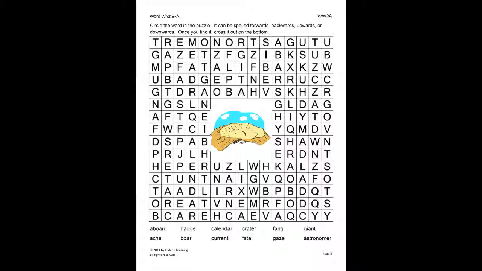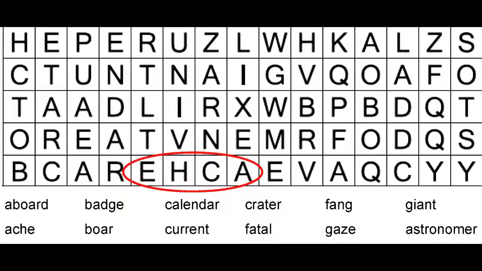On this activity, the student will circle the word in the puzzle. It can be spelled forwards, backwards, upwards, or downwards. Once you find it, cross it out on the bottom. For example, we found the word ache, so we circle the word and cross it out in the word bank.